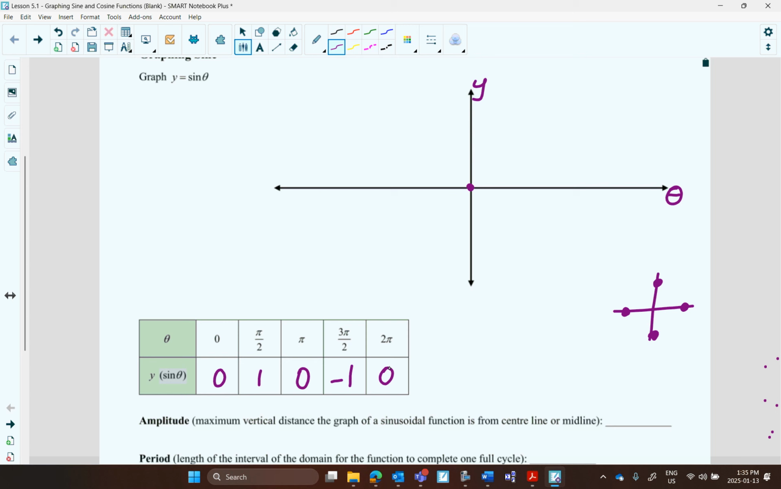So just to graph this, I'm going to put a notch for pi over 2. I'm going to put a notch for pi. I'm going to put a notch for 3 pi over 2. I'm going to put a notch for 2 pi. So every notch on the theta axis or the x-axis, we're going up by a half pi every time. So like this is a half pi, 1 pi, 1.5 pi's, 2 pi's. And then here, it's either going to be 0, 1, or -1.